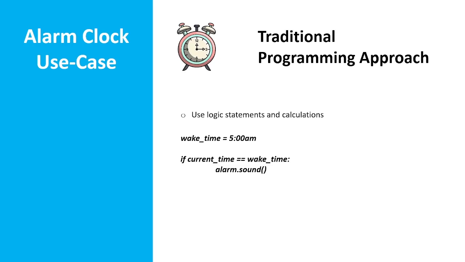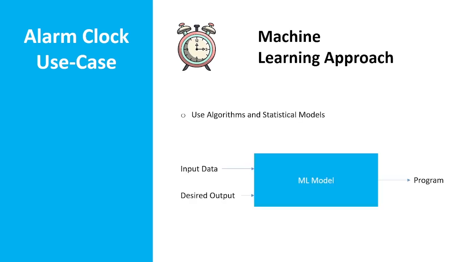And that's where machine learning comes in. So within the machine learning approach, we are going to use algorithms and statistical models. I've made mention of that. So what we have over here is going to be a machine learning model. This is going to be like a black box, and what goes into it is our input data and some desired output we would want from the model. And at the end of the day, we are going to have our program.